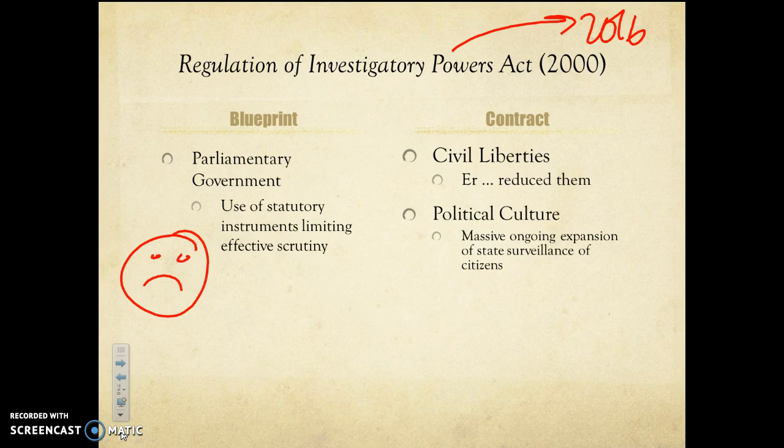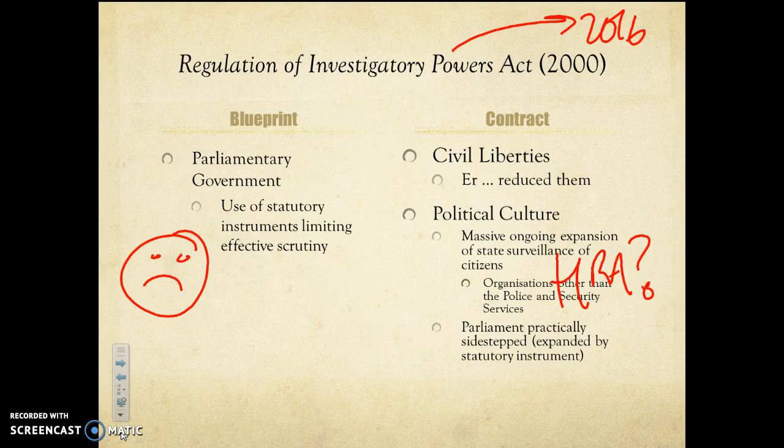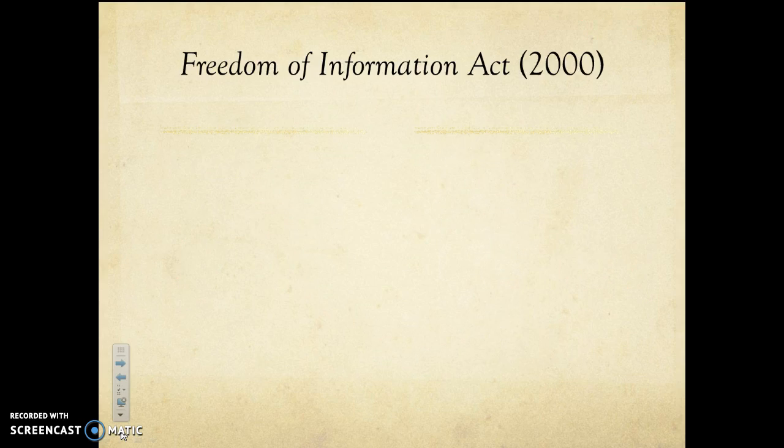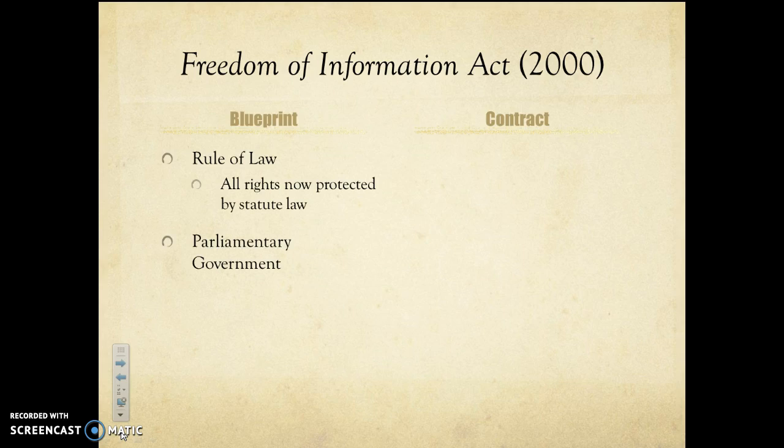We have a massive ongoing expansion of the state surveillance of citizens, and the Human Rights Act has done nothing to stop it. Organisations other than police and security services now have access to your data, and Parliament was practically sidestepped. As I said earlier, the expansion has been done through statutory instrument, and that's very hard for Parliament to challenge effectively. We will discuss this more in class. But what we can see here is the way in which the contract has been narrowed by the government. They have restricted our civil liberties. Freedom of Information Act, I think I've done this one already.